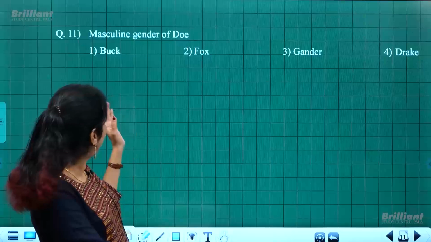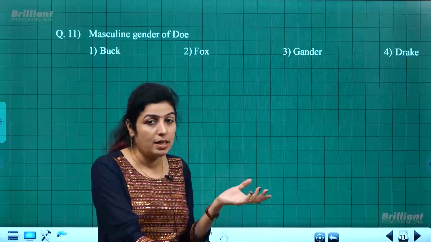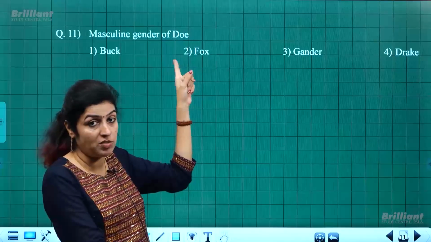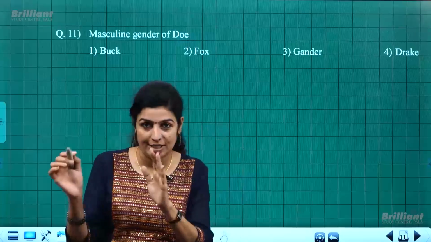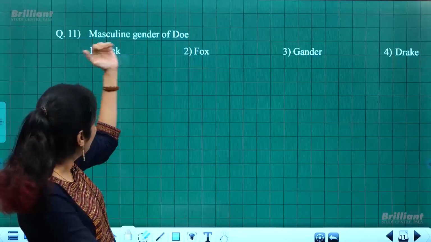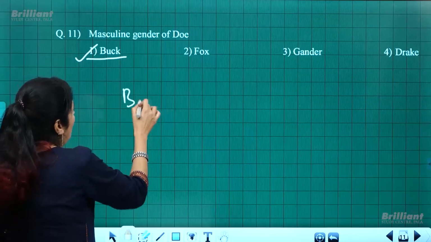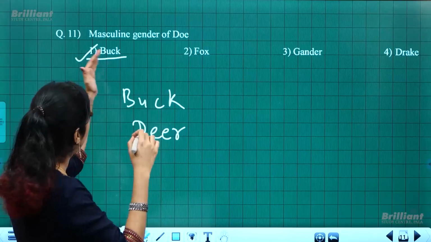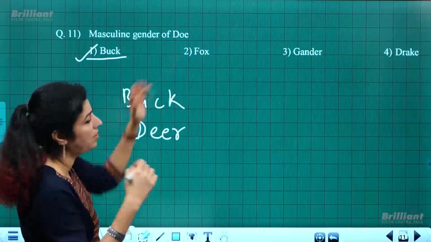Then masculine gender of doe. Last time, I guess, this was given as one of the options, which was the answer. That time it was asked what was the feminine gender of dash, for which you got this as the answer. Now it's just the opposite. It is given as the question: what is the masculine gender of doe? And that is buck. Here the option buck is given. So the masculine gender of doe is buck. A male deer is buck and a female deer is doe.